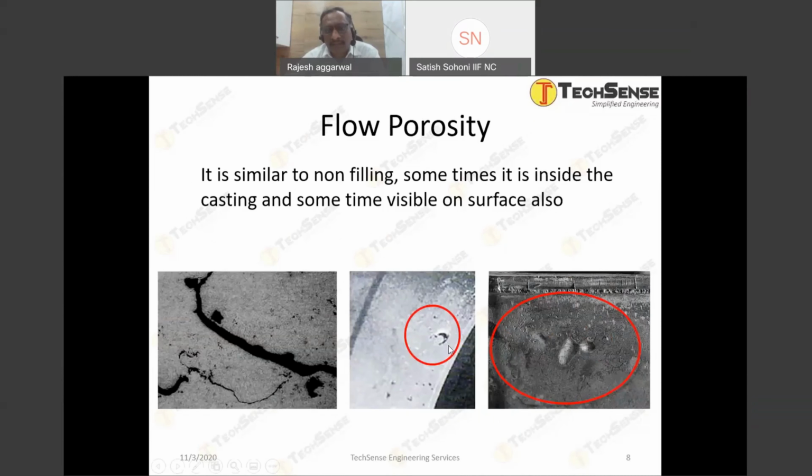So if you can see this defect on the cut section of a casting, let me just put the pointer. If you see this defect, the middle photograph looks like a porosity, but it is not a porosity. It is due to the cold shut or the non-filling, but it is inside the aluminum, inside the casting. Similarly, you can see the cold joint, where the material has not joined properly, on the left side image.